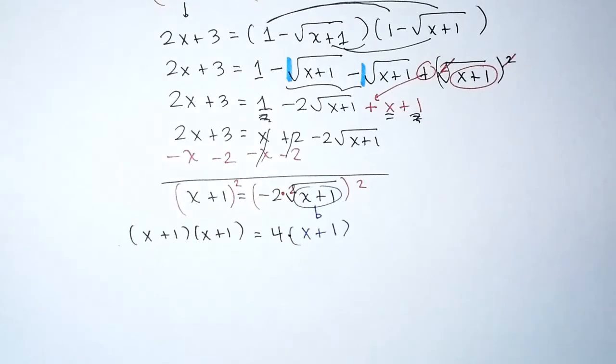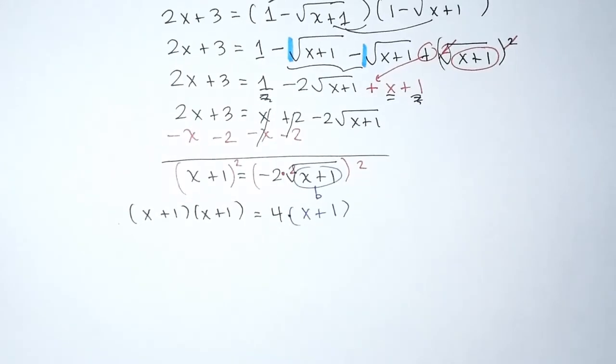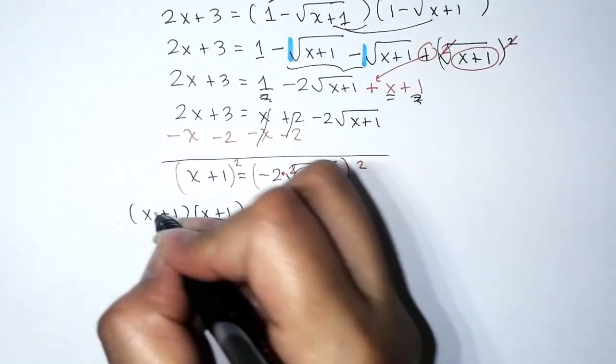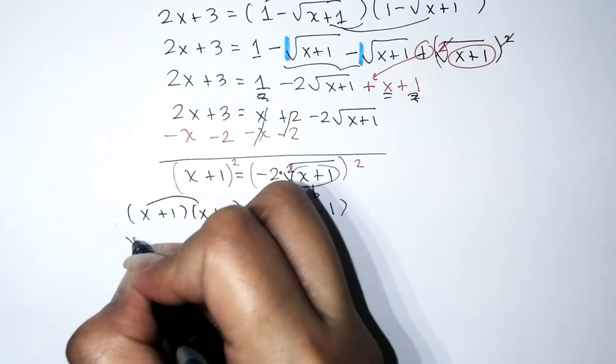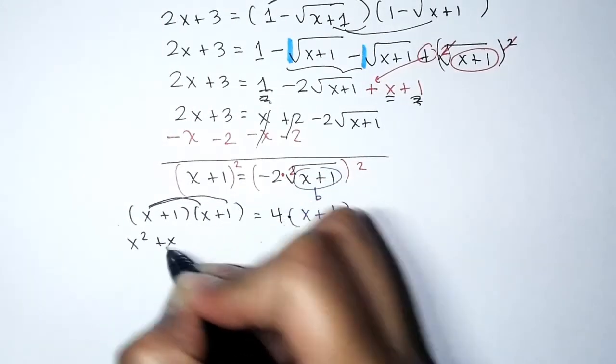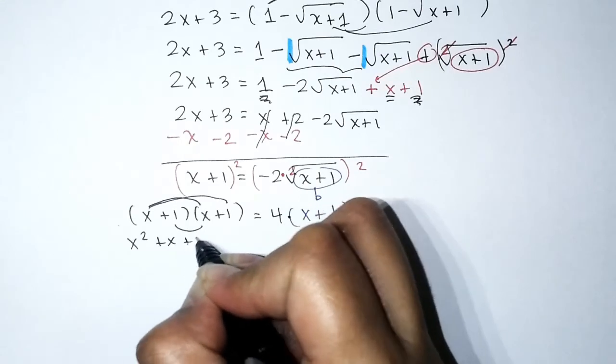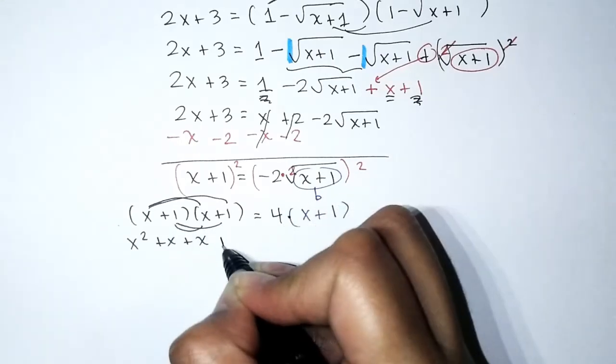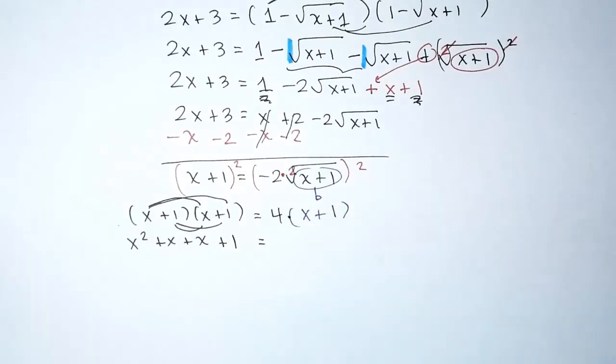Okay, radicals are gone. Let's simplify each side, and then take it from there. So on the left side, let's FOIL it out. Product of the first terms will give us x squared. Product of the outer terms will give us x. Product of the inner terms will give us another x. And the product of the last terms is 1. Okay, what a workout. Who needs to run?